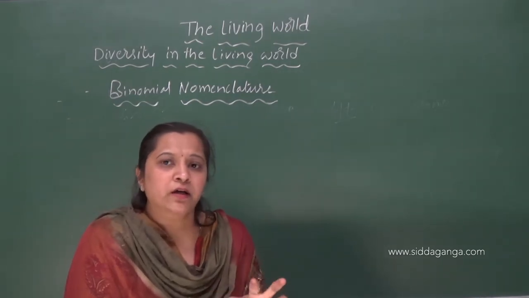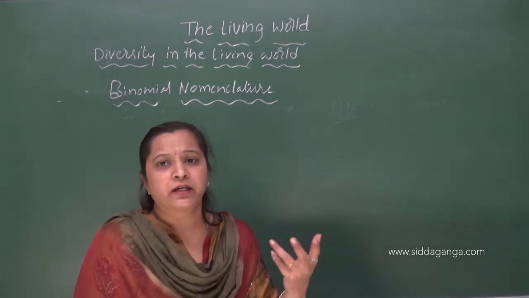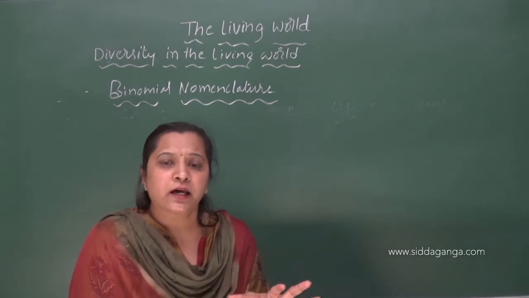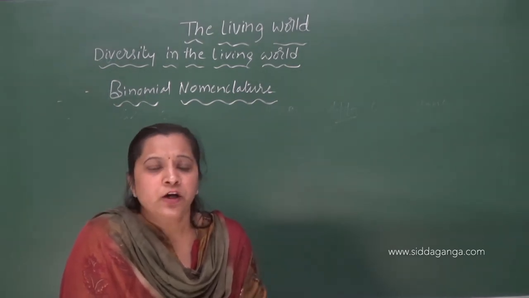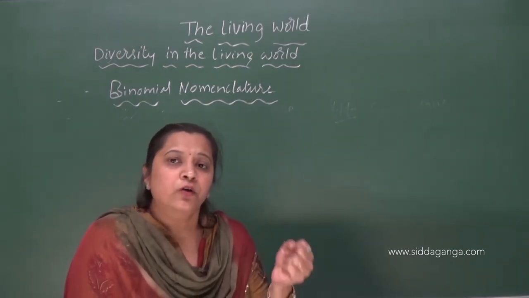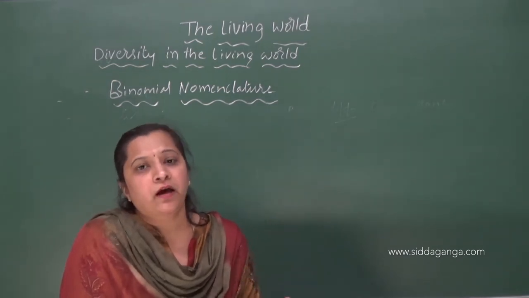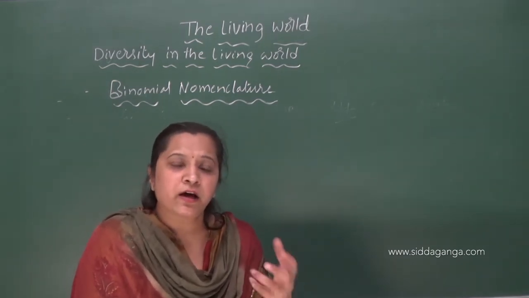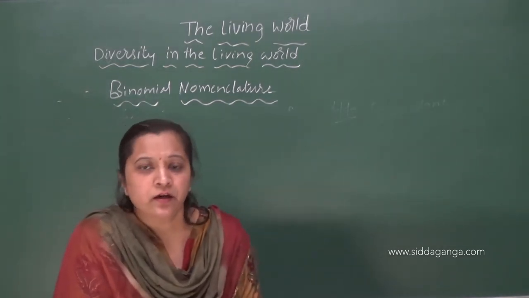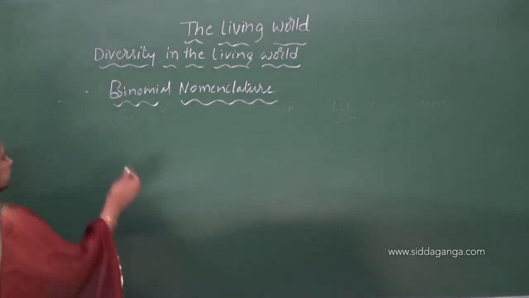So to avoid the confusion, if a particular plant or animal has its own specific or unique name, its recognition will be very easy. Okay, so it can be recognized and differentiated from others. In regard to that, a method of naming the living organism, assigning a particular name to the living organism, was generated. So that is called as what? Nomenclature. Okay. So what is nomenclature?